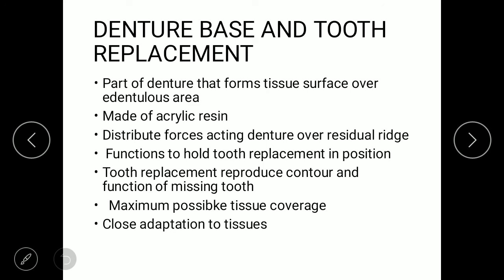Next one is tooth replacement. It reproduces the contour and function of the missing tooth. Maximum possible tissue coverage is involved here. It also requires close adaptation to the tissues.